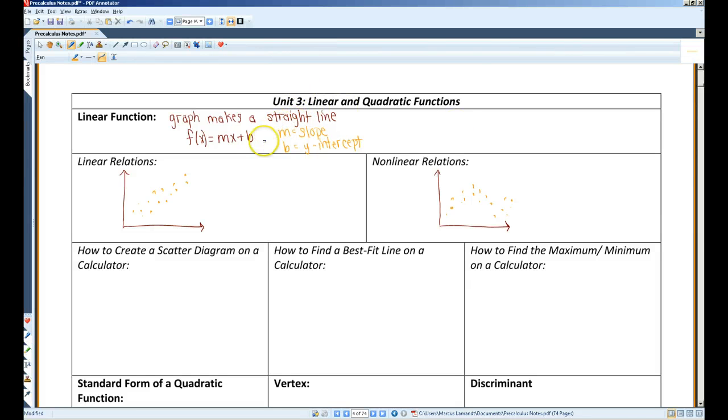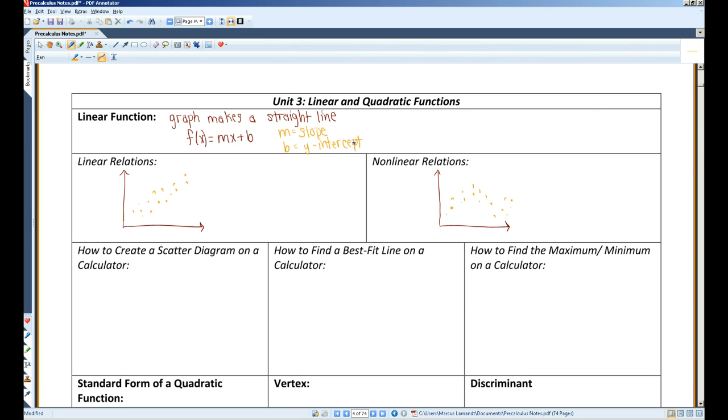You guys could please turn to Unit 3, Linear and Quadratic Equations. A linear function is a function whose graph makes a straight line. I tend to like the slope-intercept form, y equals mx plus b, or f of x equals mx plus b, in which case m is the slope and b is the y-intercept.